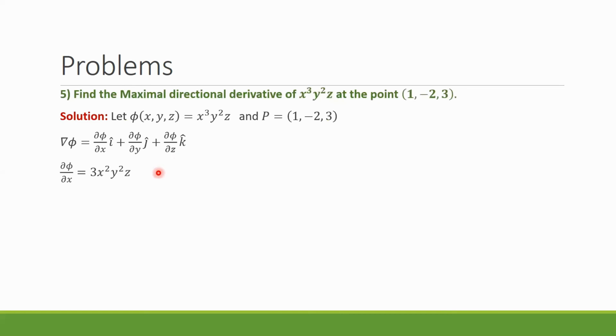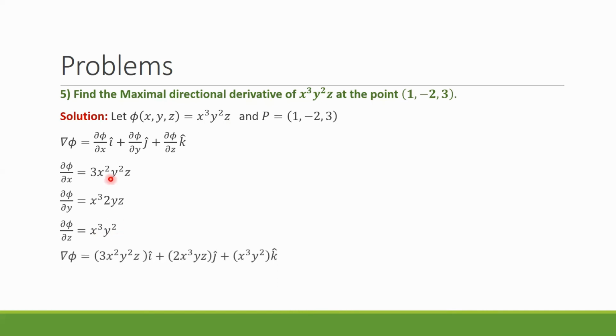Now let us find the partial derivative of phi with respect to x, y and z. So dou phi by dou x: when we differentiate partially, x cube becomes 3x square into y square z. Now with respect to y, it is x cube into 2y into z. Next is dou phi by dou z. When we differentiate partially with respect to z, x cube into y square is kept as it is, as they are constants with respect to z, and the derivative of z is 1. So we get x cube into y square.